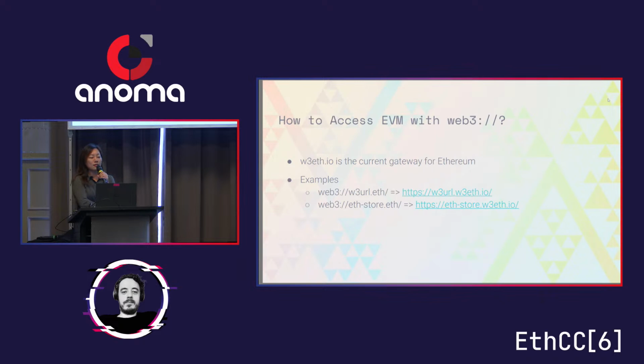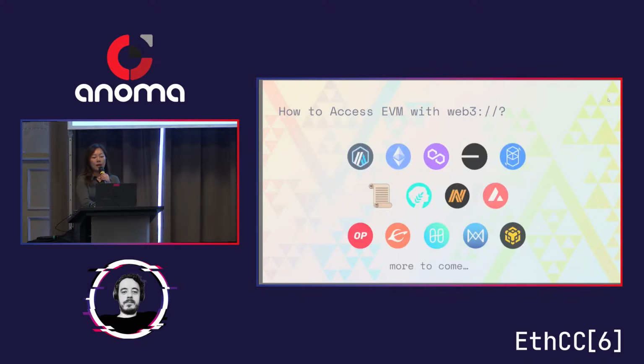So how do we access EVM with Web3 Access Protocol? There are 3 ways. One is a gateway. The current gateway for Ethereum is w3eth.io. If you see the examples on the screen, you add the Web3 URL contract as the subdomain of the gateway. Our gateway now supports lots of major blockchains like Arbitrum, Optimism, BNB Chain, Polygon, Avalanche, and Scroll. We are adding more blockchains to our list. If you want to add your chain or do some kind of cooperation, you can contact us.